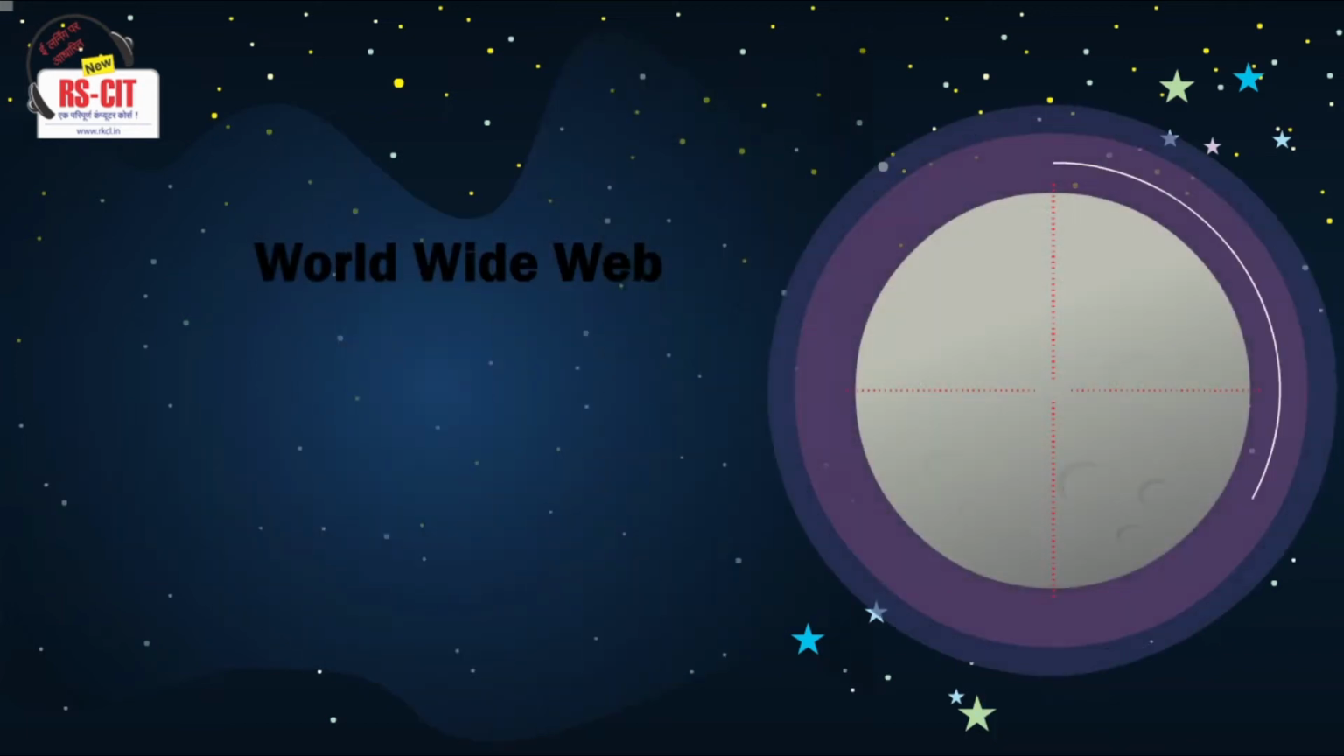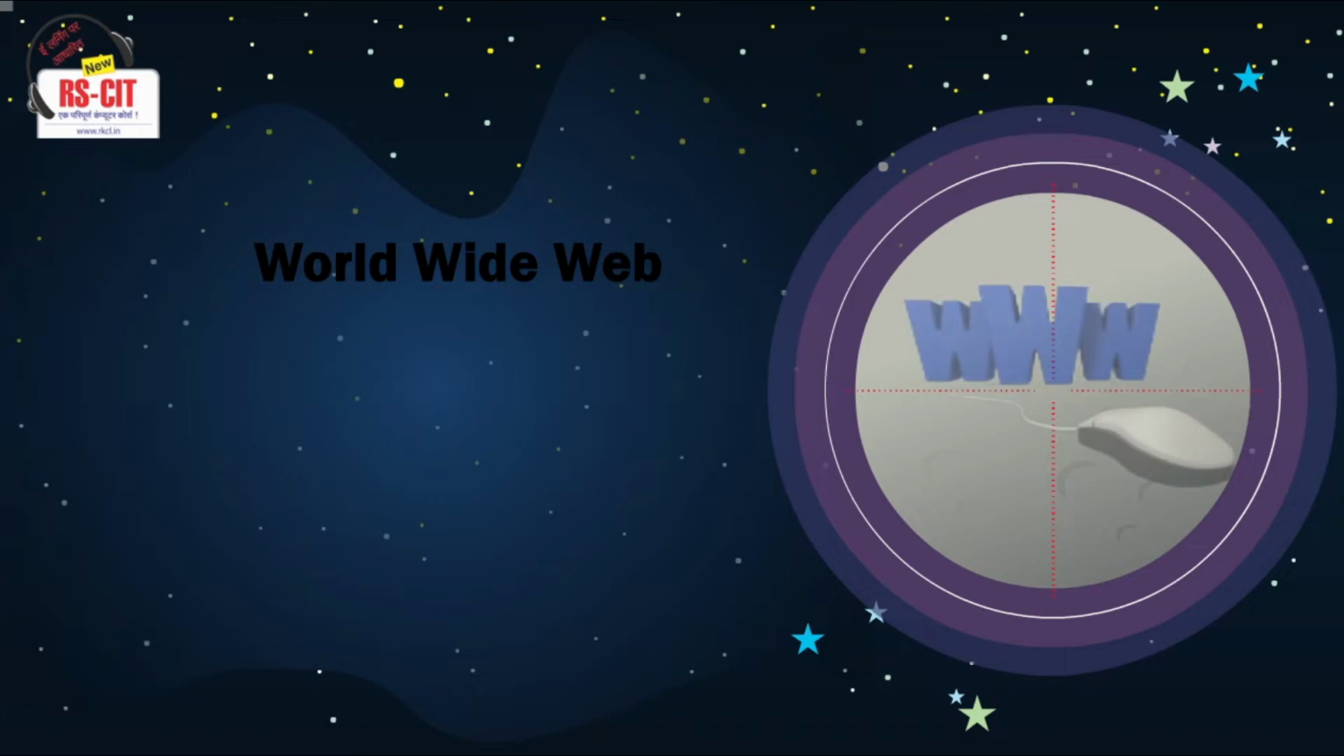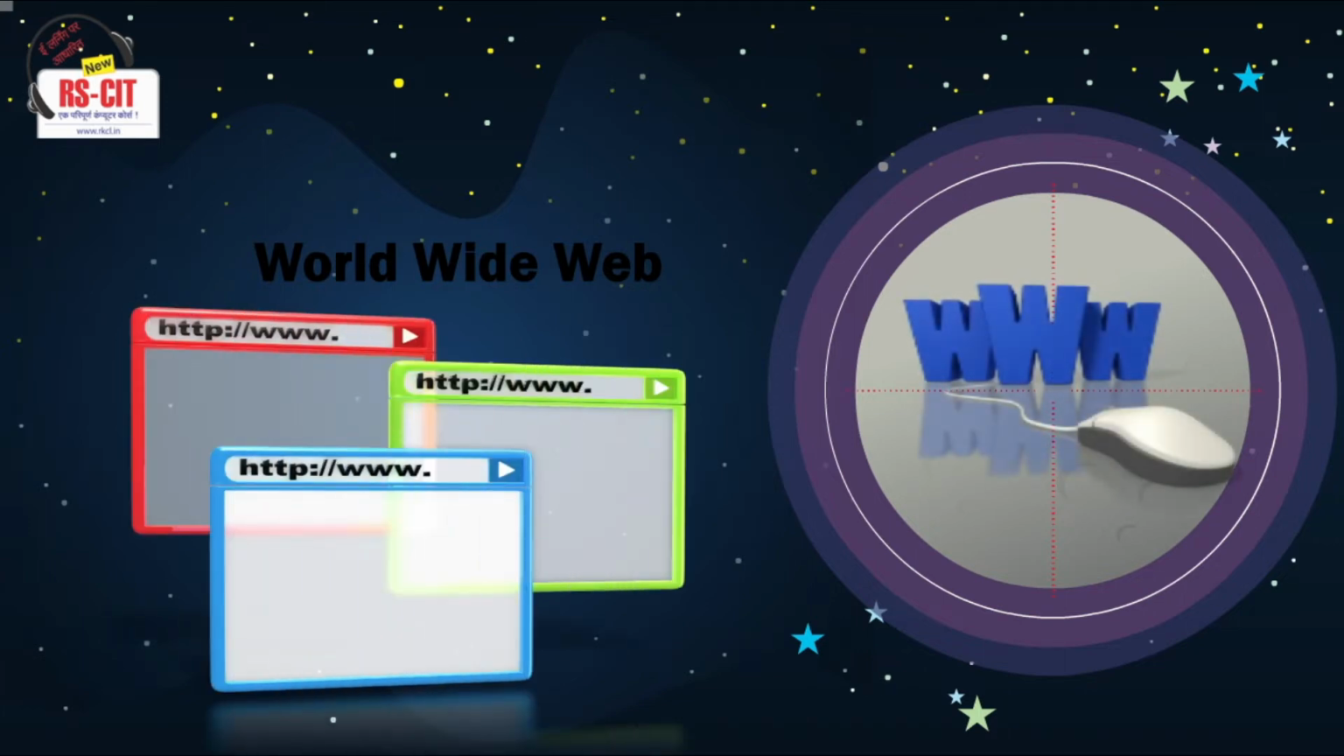World Wide Web. The World Wide Web, WWW, is an open source information space where documents and other web resources are identified by URLs, interlinked by hypertext links, and can be accessed via the internet. The World Wide Web was central to the development of the information age and is the primary tool billions of people use to interact on the internet.